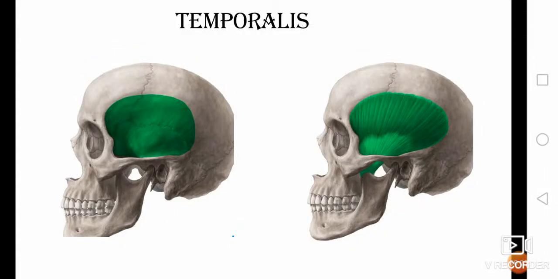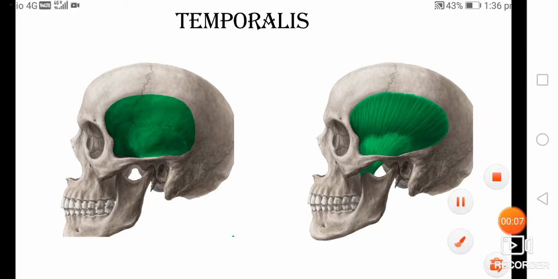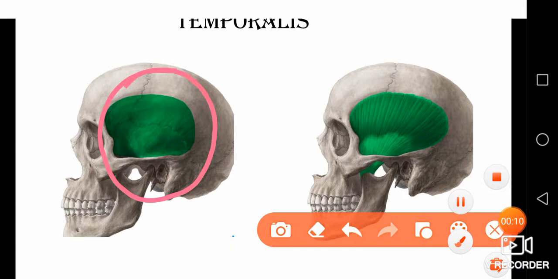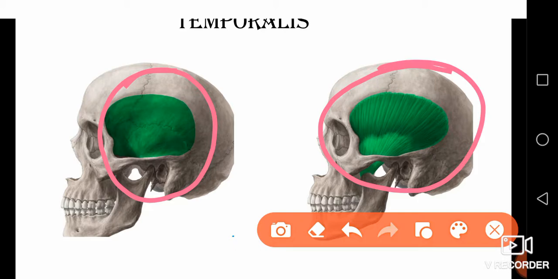Starting with the temporalis muscle. In the last video we did masseter. Now we'll do temporalis. You can see in the first diagram, this is the temporal fossa, the green portion. The temporalis muscle, which is a fan shaped muscle, fits in this temporal fossa, and in the second figure you can see the fan shaped muscle temporalis filling the temporal fossa.